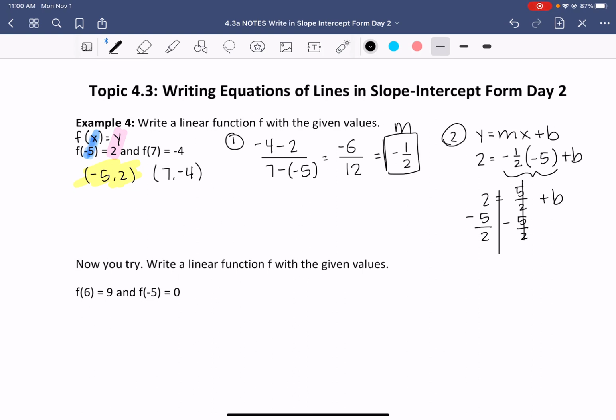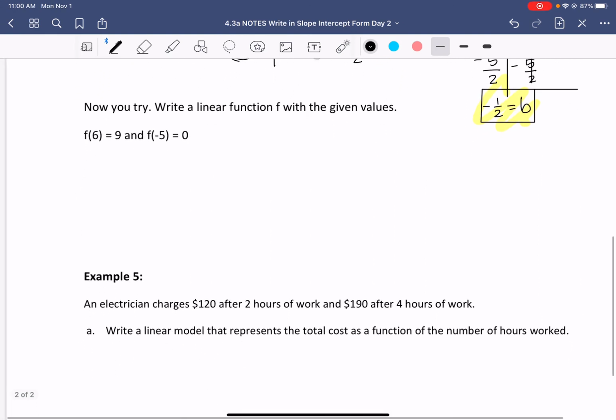Your calculator will do this for you. Do not stress out. When we subtract 5/2 from 2, we get that b is -1/2. So when we plug it into the equation, we use our m and we use our b. y equals -1/2 x minus 1/2. All right, I want you to try this one.